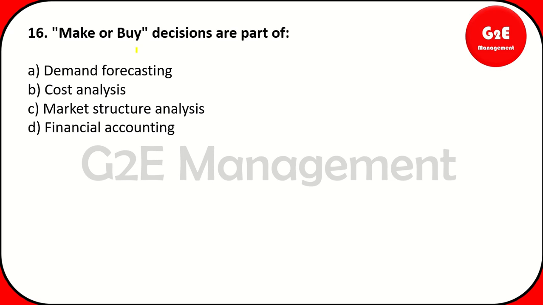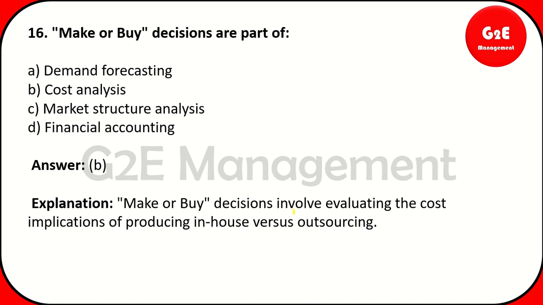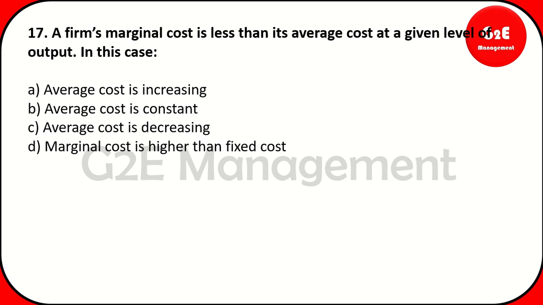Number 16, make or buy decision is part of: demand forecasting, cost analysis, market structure analysis, or financial accounting. Make or buy. So from the word itself, we can take it as cost analysis. Okay. So make or buy decision involves evaluating the cost implications of producing in-house versus outsourcing. The cost implication of producing in-house versus outsourcing, that's called make or buy decision.